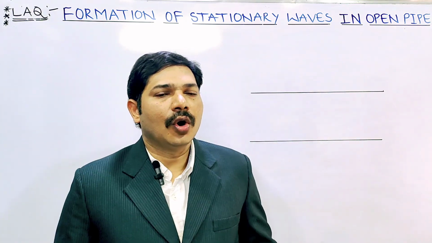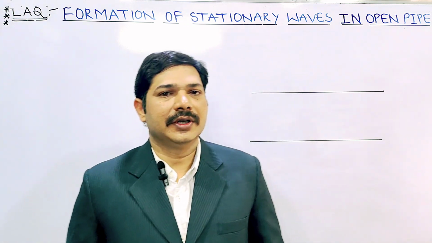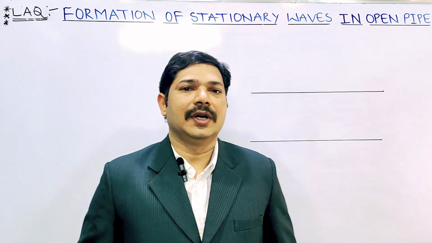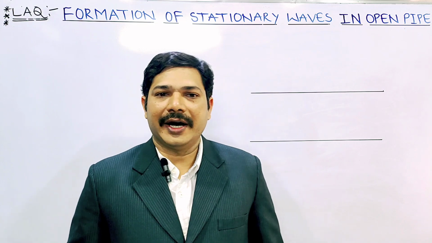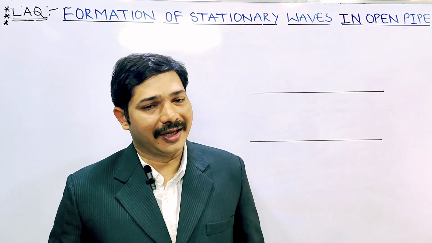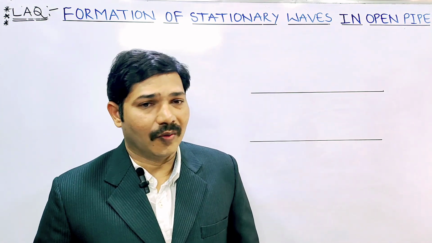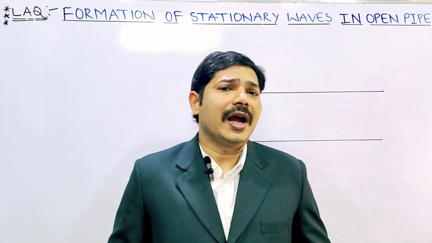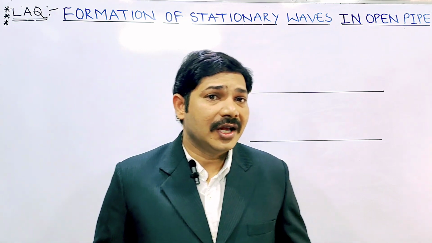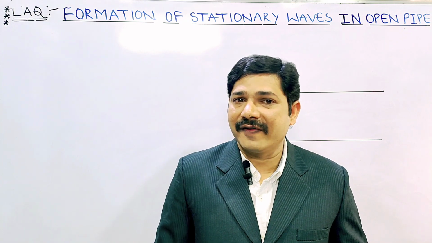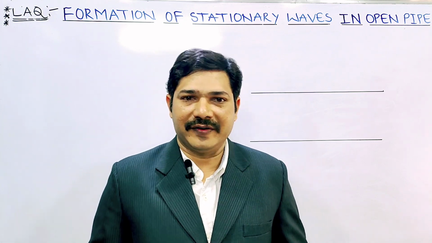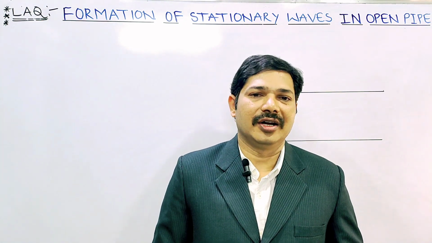Here you can observe, open pipe means what? The last question: explain the formation of stationary waves in an air column enclosed in an open pipe, and hence derive the equation for the harmonics produced in an open pipe. What are harmonics and what are overtones? Harmonics are the integral multiples of the fundamental frequency. And overtones are the frequencies higher than the fundamental frequency, higher than the harmonics, are called overtones.